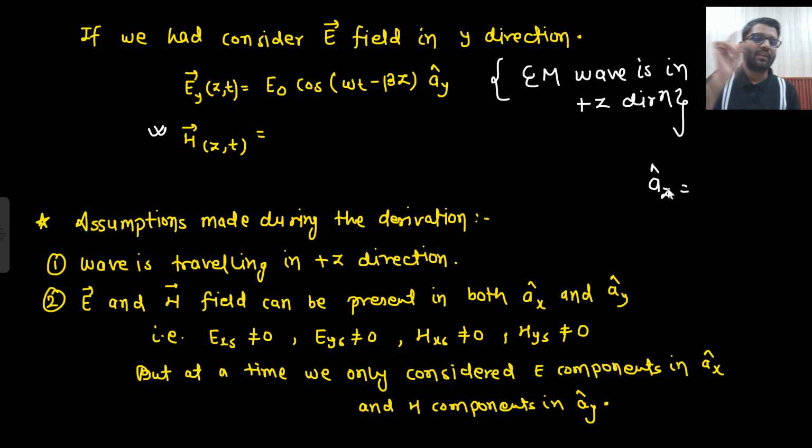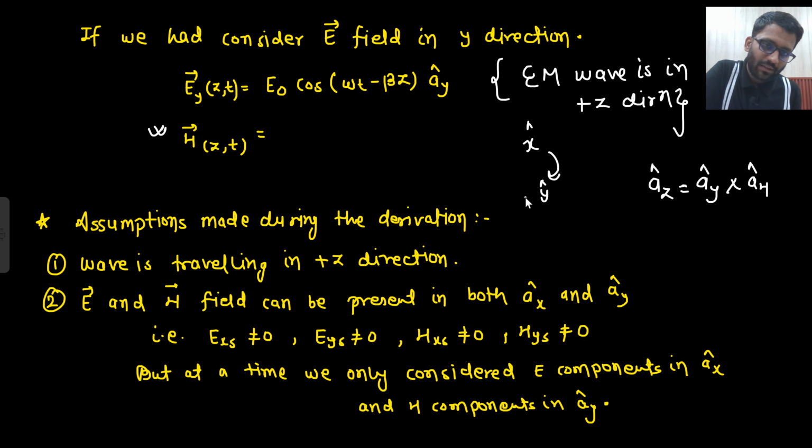But one thing I know is that if the direction of propagation is a_z cap, then that will be equal to the direction of the electric field, which is a_y cap, cross the direction of the magnetic field. So what will be this value? y cross x will give me minus z. So what do I know? That x cross y gives me z. So y cross x will give me minus z. But I need plus z.